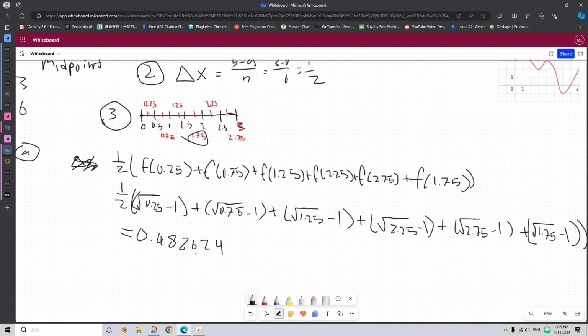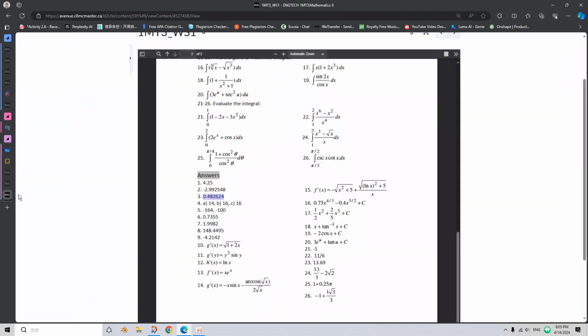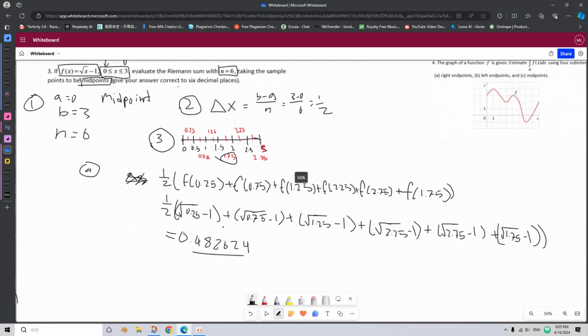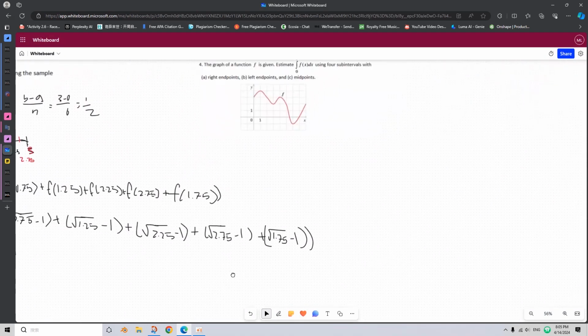0.482624. There we go. That's going to be the answer. And if we check here, that is the exact answer. Oopsie daisy. Okay, that's how you solve for this.